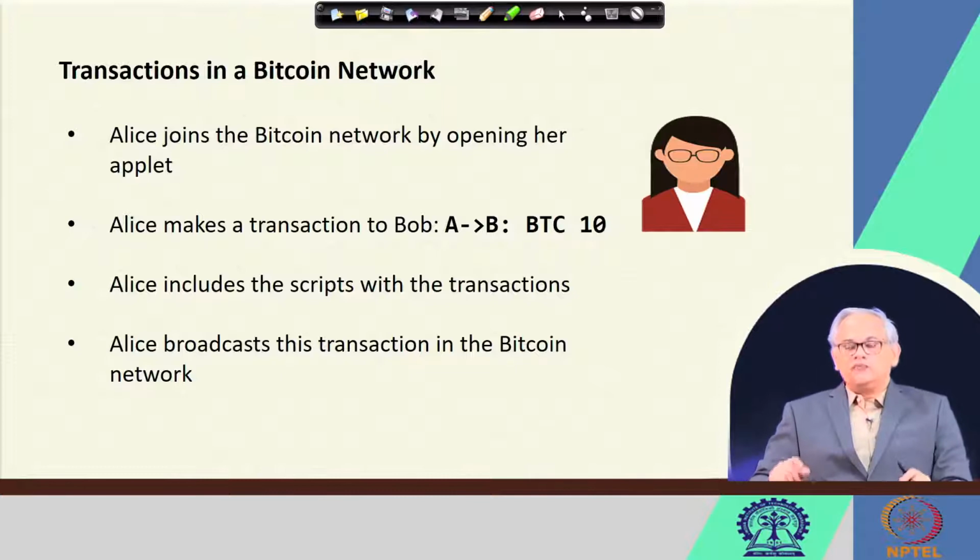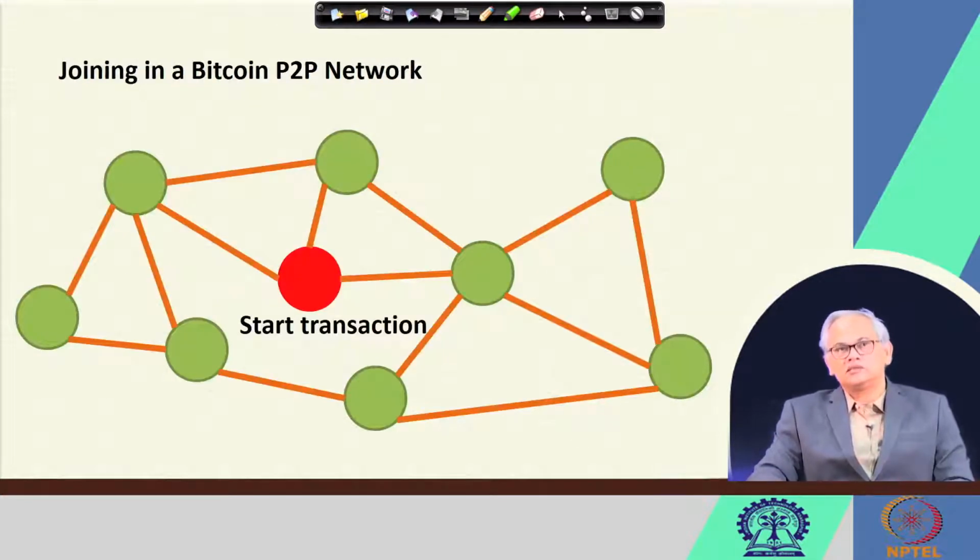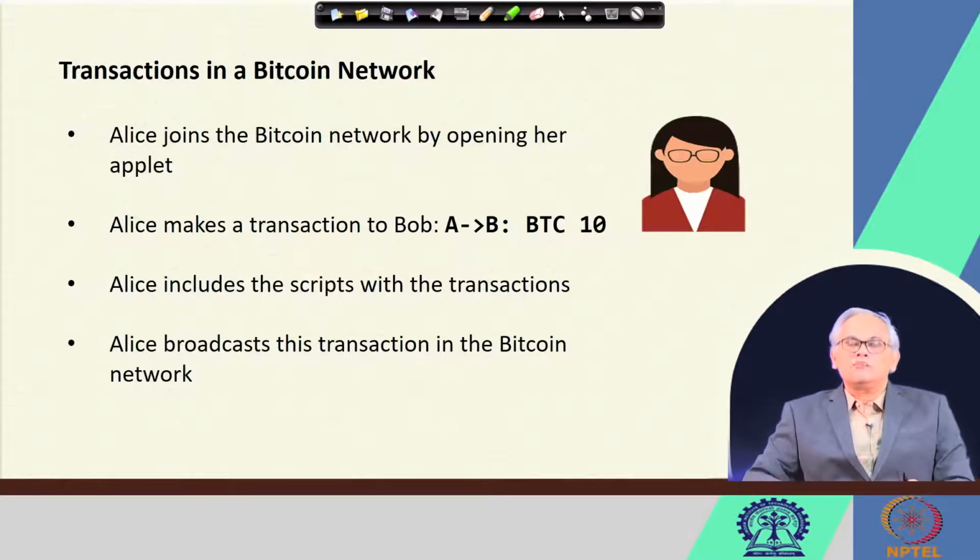So, if this new node wants to start a transaction, say now Alice wants to start a transaction, and assume that it was indeed Alice, this red new node, and then Alice has now been all set in this Bitcoin peer to peer network, and she wants to carry out the transaction. So, Alice has joined the network by opening her applet. There are these applets that you can actually click and open and it works, and then Alice makes a transaction to Bob, which is Alice to Bob of BTC 10.